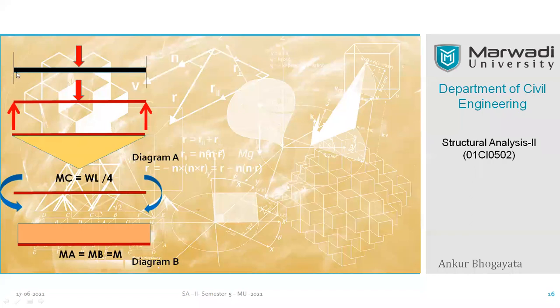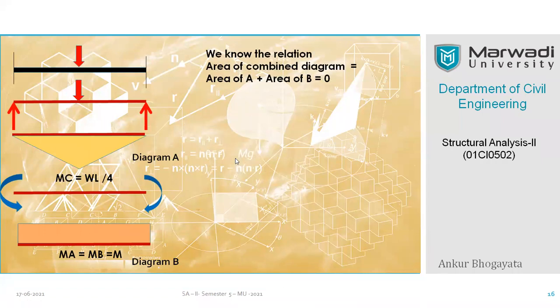It's my error that I could not show those dimensions over here. I should have put them over here. So in future I'll take care of it. So here WL by 4, and M is the value of the unit moment at both ends. Right? So now let's see.